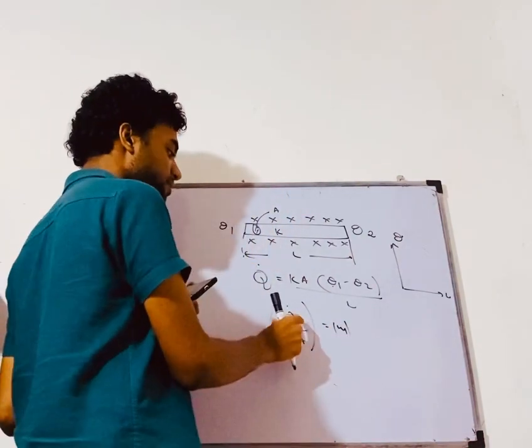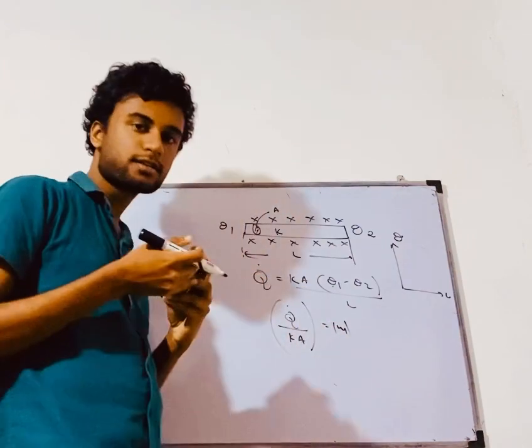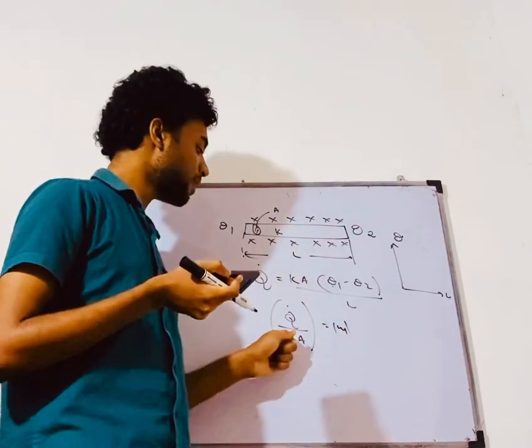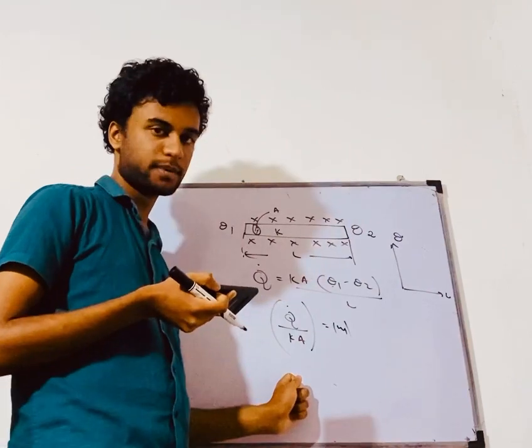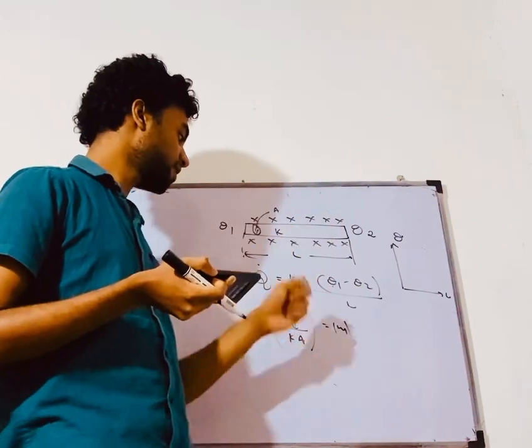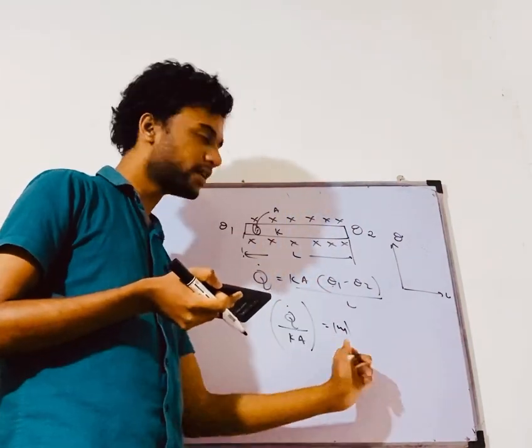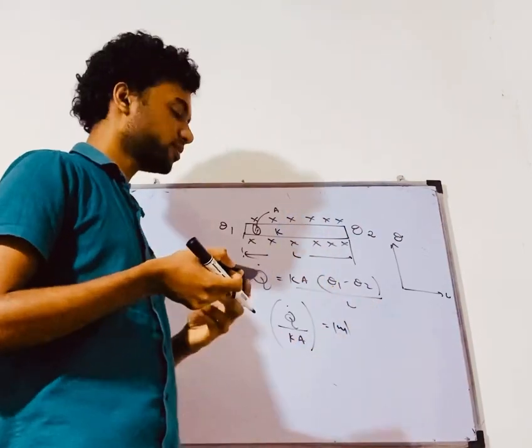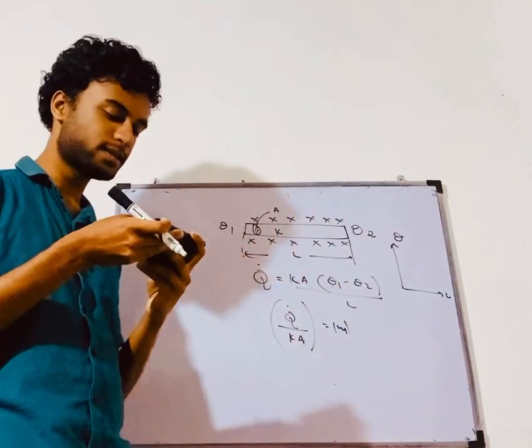Then the gradient is going to be higher if the rate of conduction of heat is higher. If the value of K is lower, what's going to happen? The gradient is going to be higher. If the area is lower, the gradient is going to be higher. So that's the conclusion. Now let's see the question.